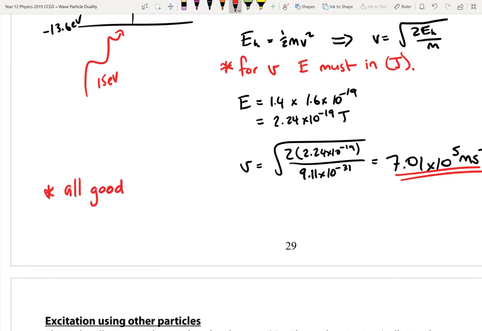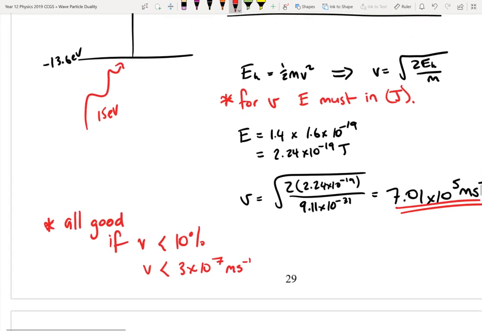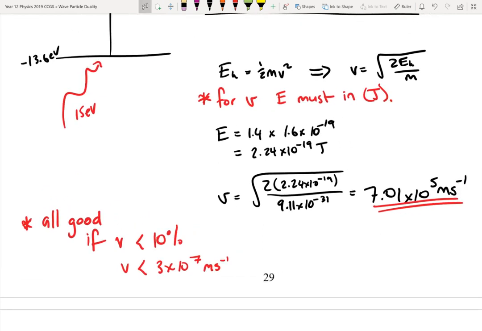One other thing to note. If your velocity is less than 10% the speed of light, that is less than 3 by 10 to the 7 meters per second, then we don't have to worry about nasty things like relativistic effects. Generally at this level, we haven't done relativity yet, and if you were asked to calculate speeds of little charged particles as they whiz through or are ejected from atoms, I need to make sure that I'm not giving you anything above 3 by 10 to the 7. Okay?